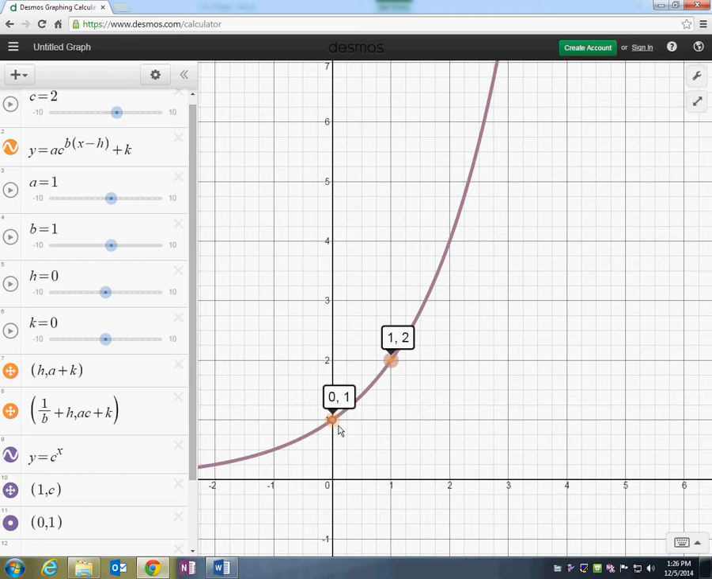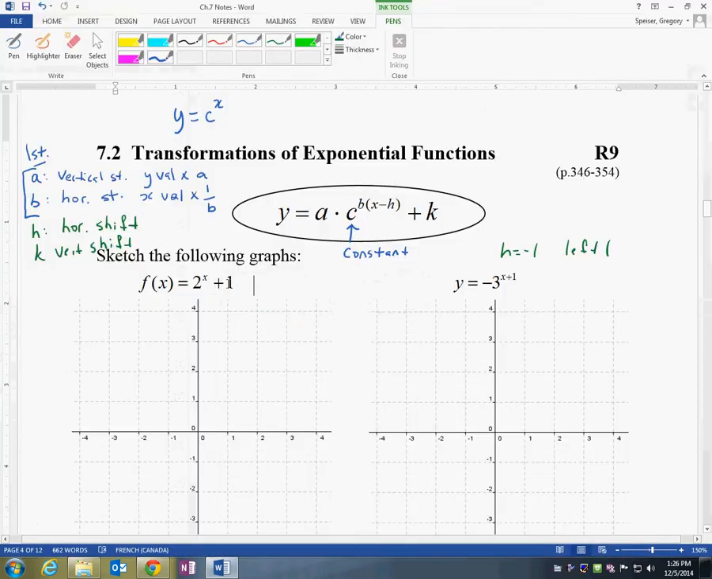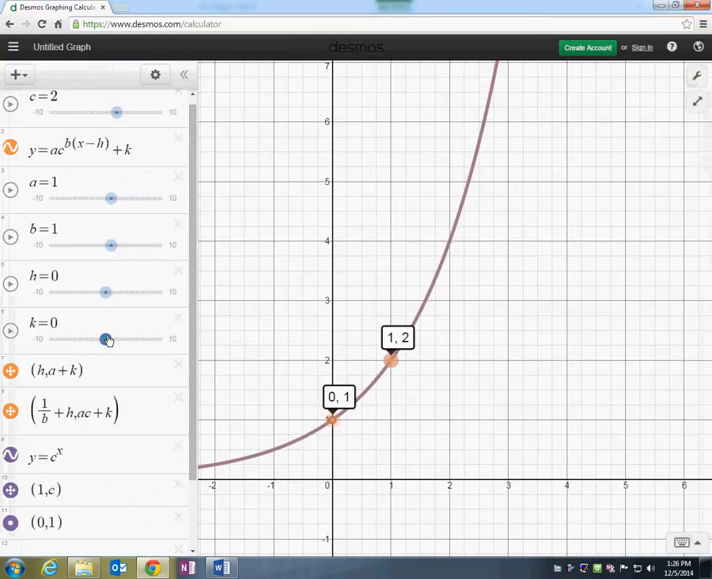Right now it's just showing y is equal to 2 to the power of x. And you'll notice those 2 points that we mentioned last lesson. 0, 1 is going to be common all the time, and then 1, whatever the c value is. In this case, because it's 2 to the power of x, it's 1, 2. Now, what we need to do here is add a k value of 1. If I go to k and make it 1, you'll see how it shifts upwards. My purple line is my original, what I can call my parent function, and this is the image, the new one.